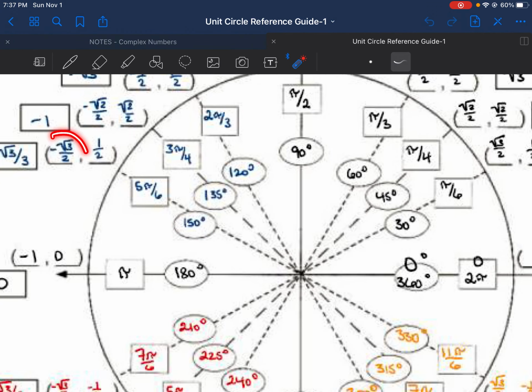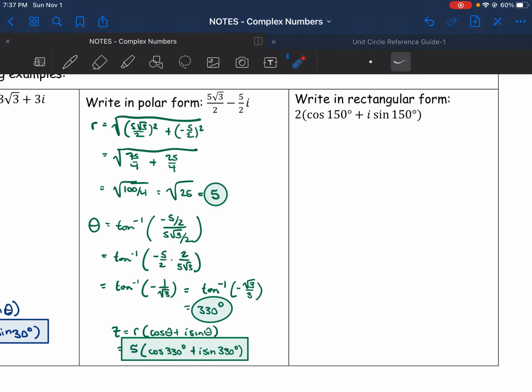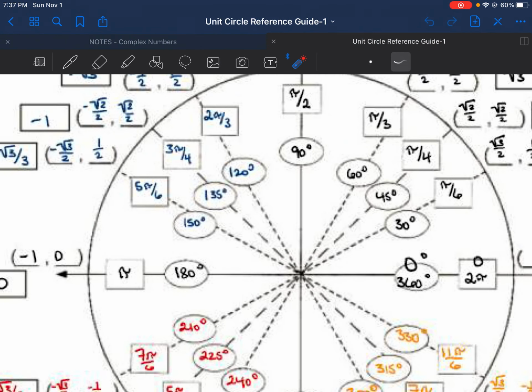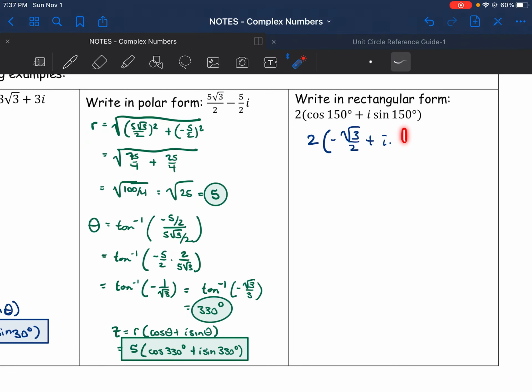Here's 150. Cosine is the x value, negative square root of 3 over 2. So simplifying, this is 2 times negative square root of 3 over 2, plus i times, well, the sine of 150. Again, 150, sine is the y value, that's going to be 1/2. So sine of 150 degrees is 1/2, and let's distribute the 2.